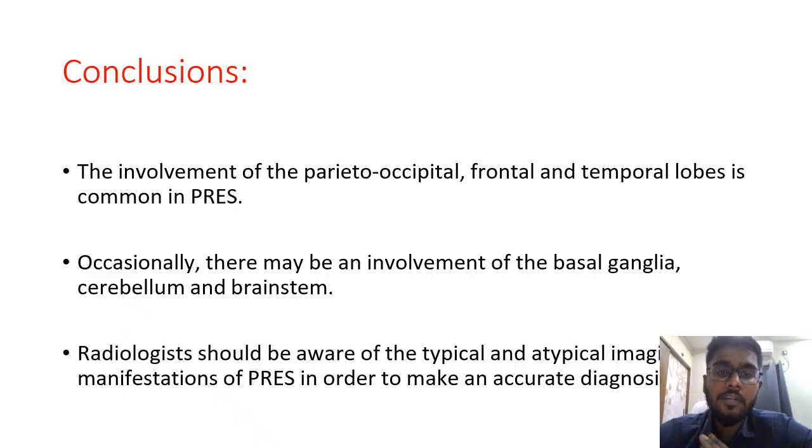The conclusion is that involvement of the parieto-occipital, frontal, and temporal lobes is common in PRES. Occasionally, there may be involvement of the basal ganglia, cerebellum, and brainstem.